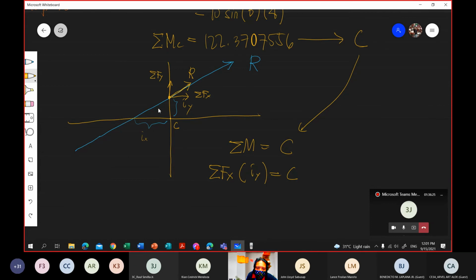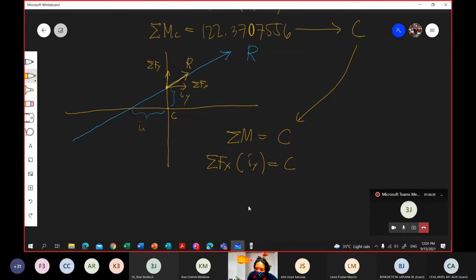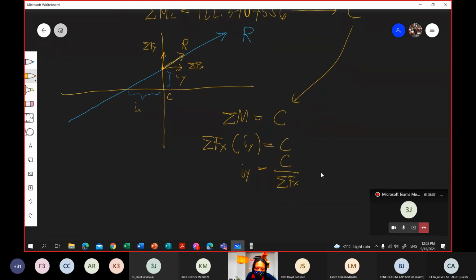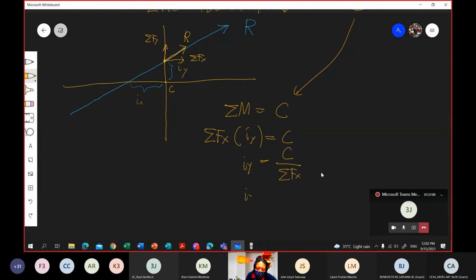Ang summation of Fy, ang iya moment is 0 because it's passing through the point C. Di ba? Summation of Fy is 0 because it's passing through the point C. Wala niya moment arm. So, 0 hiya. Okay. So, in other words, if you are solving for the IY, this is just C over summation Fx. Take note, your C is the value of the summation of moments, 122.3707556. Ginstore ko yun.